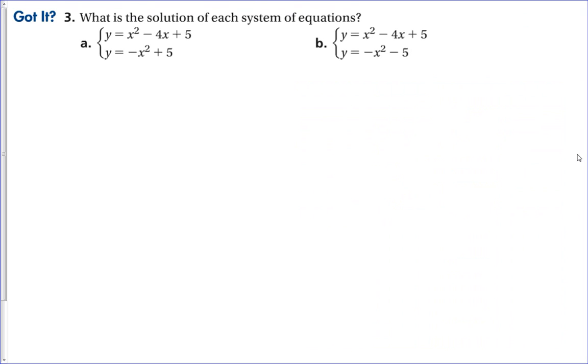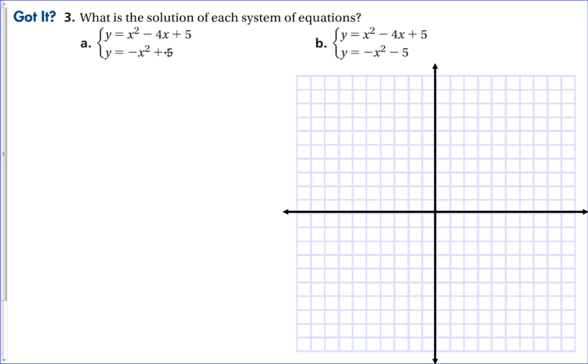So what I want you to do is take each one of these and solve them. You can either use substitution or graphing. So pause the video and solve them. For this one, I'm just going to solve using substitution. So I'm going to set them equal to each other, and I'm going to solve them this way.